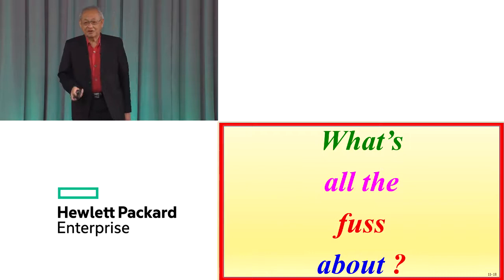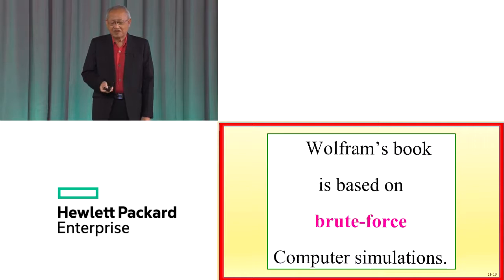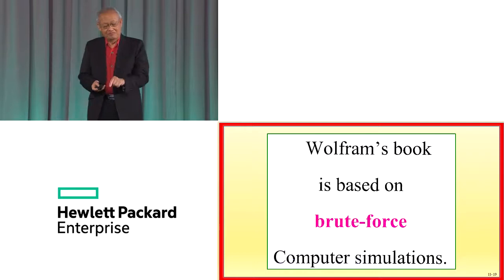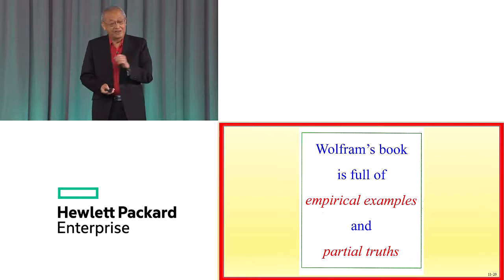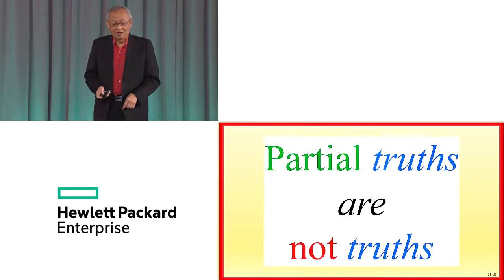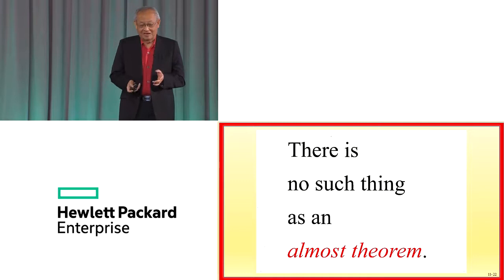The fuss is that Wolfram's work is based on just brute force computer simulation. There's not a single theorem. In fact, there's only one, a really important one, and that was not proved by him, but by somebody else, which we'll talk about later. So Wolfram's book is full of exciting empirical examples and partial truths. I call them partial truths, because partial truths are not truths, okay? And there's no such thing as an almost theorem.